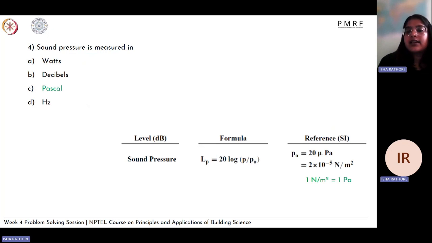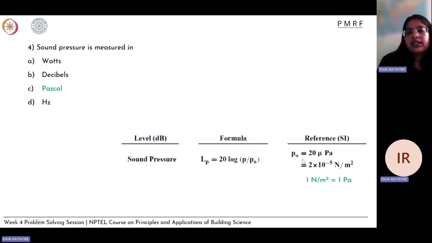Okay, so the correct answer here is Newton per meter square or pascals. Sound pressure is measured in newtons per meter square, whereas sound pressure level is measured in decibels. So all of these sound levels, sound intensity levels, sound pressure levels, sound power levels, are measured in decibels, whereas all of these different units have different values.